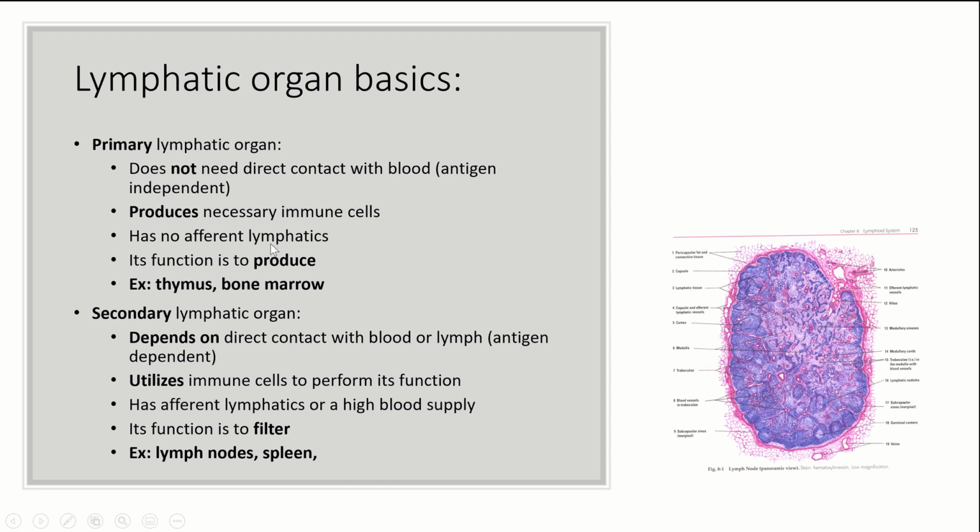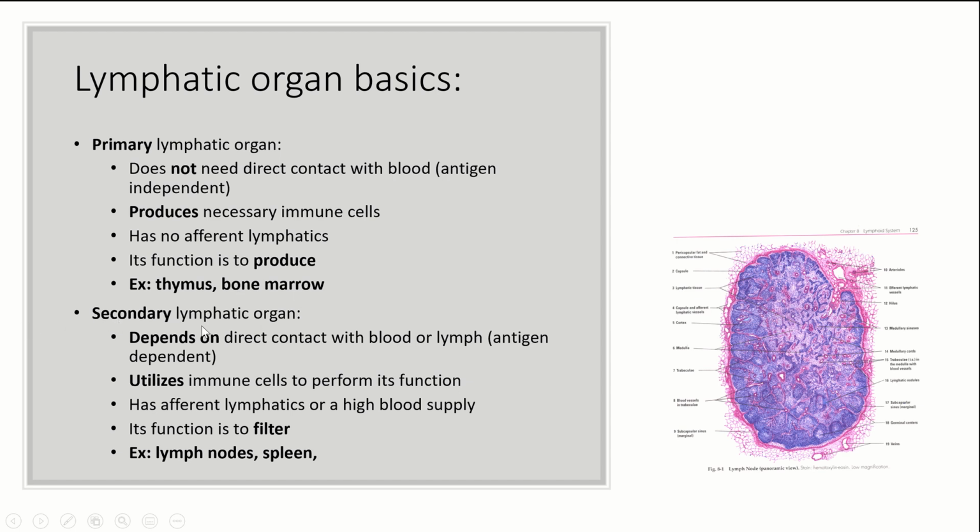They have no afferent lymphatics. That's just a difference that you guys need to know. We'll cover it when we go over secondary. And its function is to produce, right? To make those B cells and those T cells. And so your two primary lymphatic organs that we're going to talk about are going to be your thymus and your bone marrow, okay? And so the main difference between primary and secondary is they don't need to come in contact with the blood, and they actually don't want to come in contact with the blood, and by that I mean those antigens, okay? Because they don't need antigens to be able to make those cells, right? And actually they don't want antigens in order to be able to make those cells, okay?